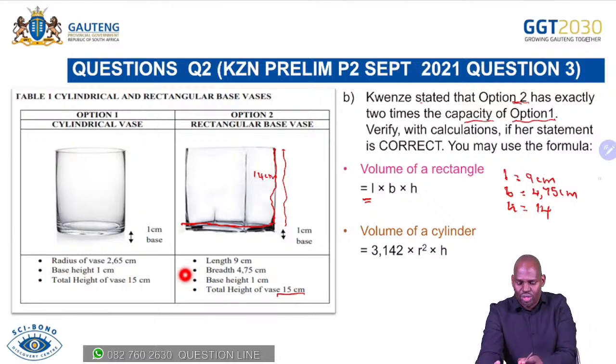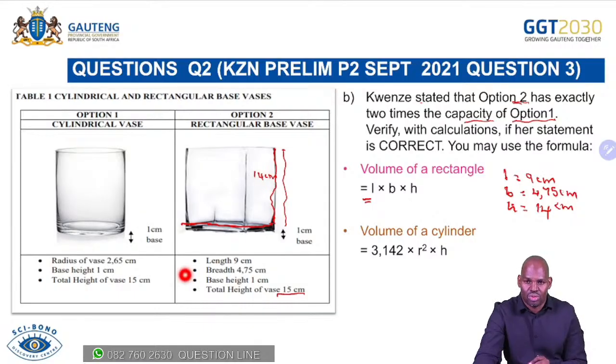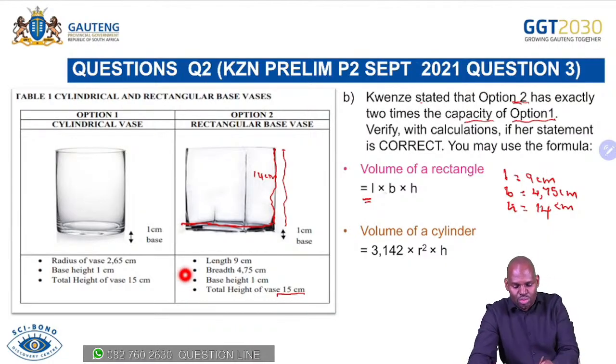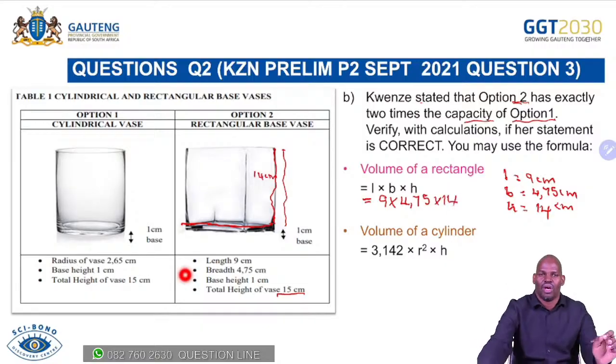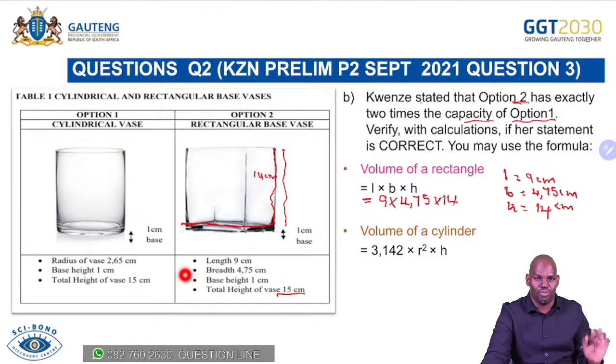Now we've got all our information, and everything is in centimeters. So you should know that obviously in the end, if everything is in centimeters, that means our answer will be in cubic centimeters. Let us do the substitution. So it's 9 times 4.75 times 14. Then if you use your calculator, please make sure that you use your calculator all the time.